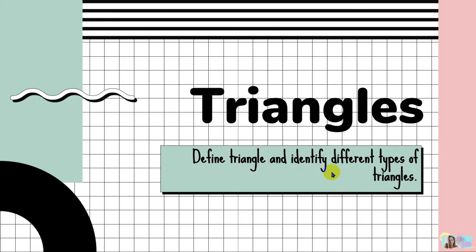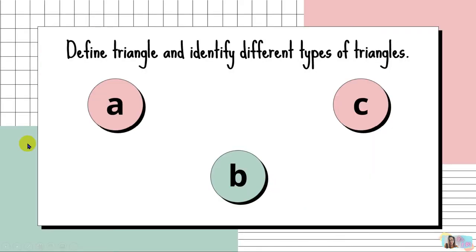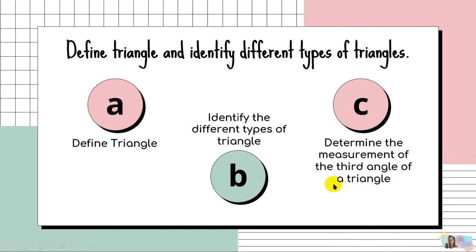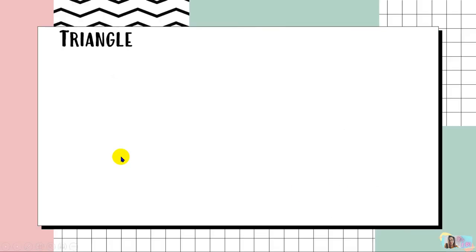Here we're going to define and identify the different types of triangles. In this subtopic, we are going to have three objectives. The first one is to define the triangle. The second one is to identify the different types of triangle. And the third one is to determine the measurement of the third angle of a triangle. So let's begin with the definition of the triangle.